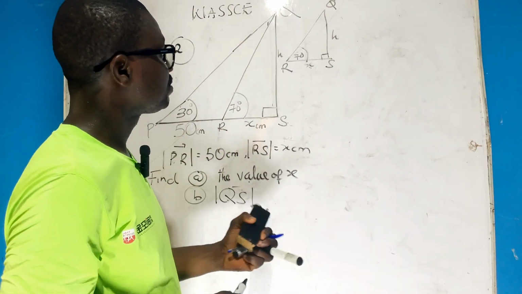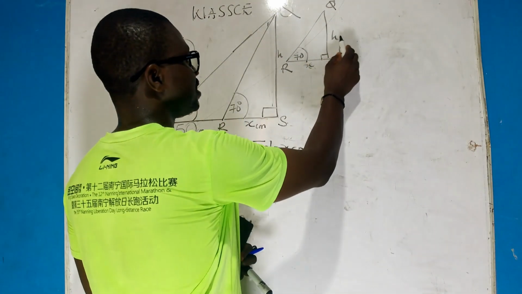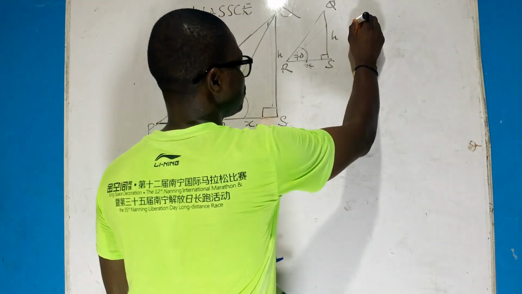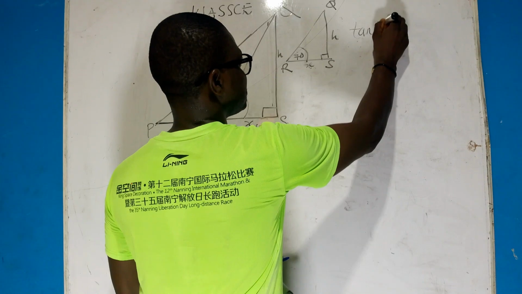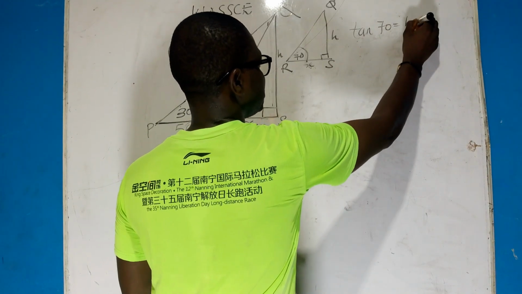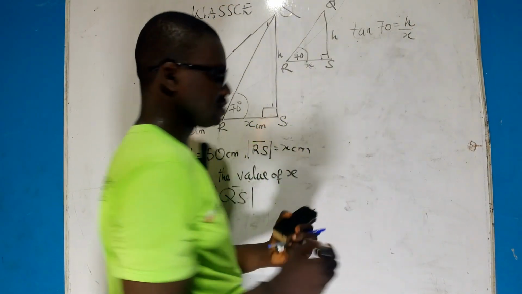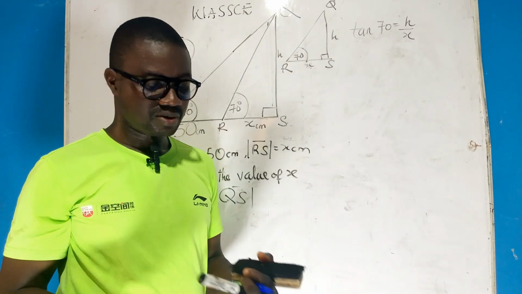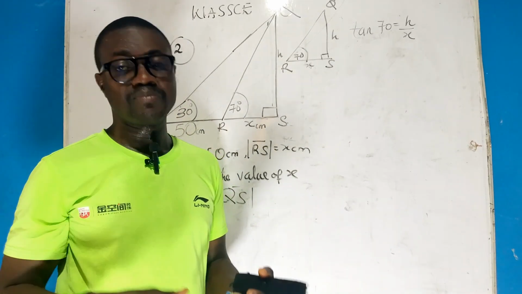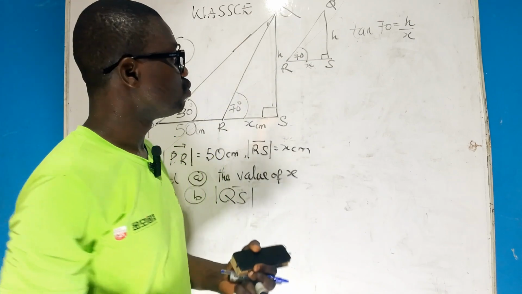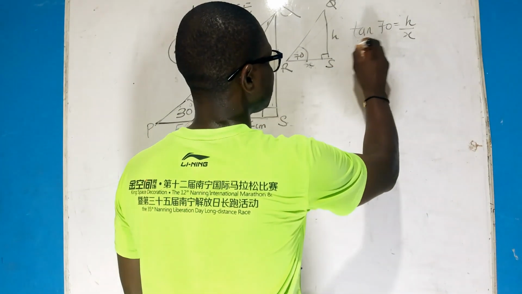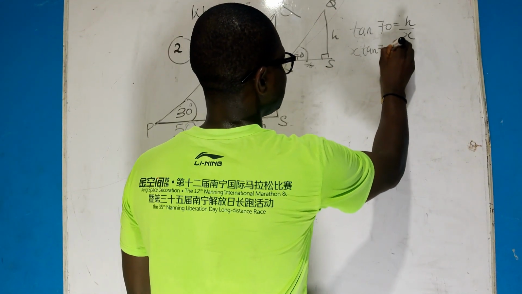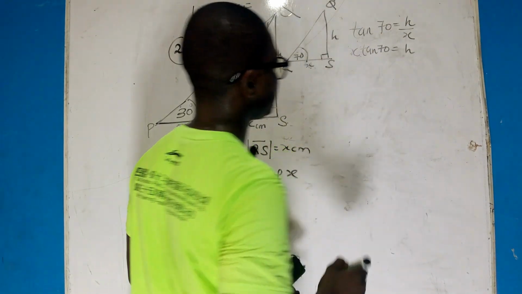From here, opposite and adjacent will give you tan, right? So tan 70 is equal to h over x. Now we can make our height the subject. Whatever we do on one side, the other side should be similarly done. So it is going to be x tan 70 is equal to h.